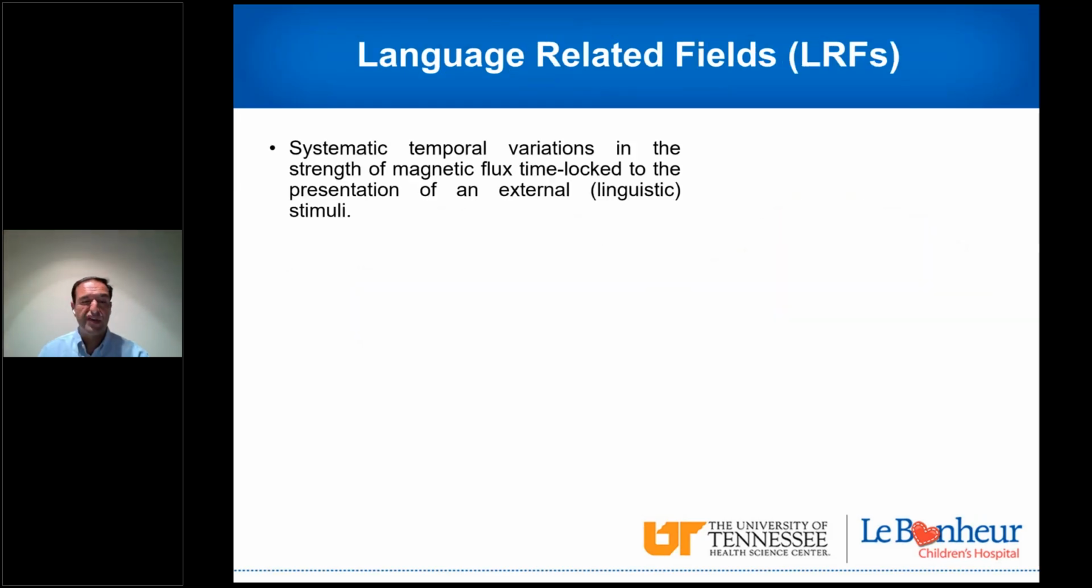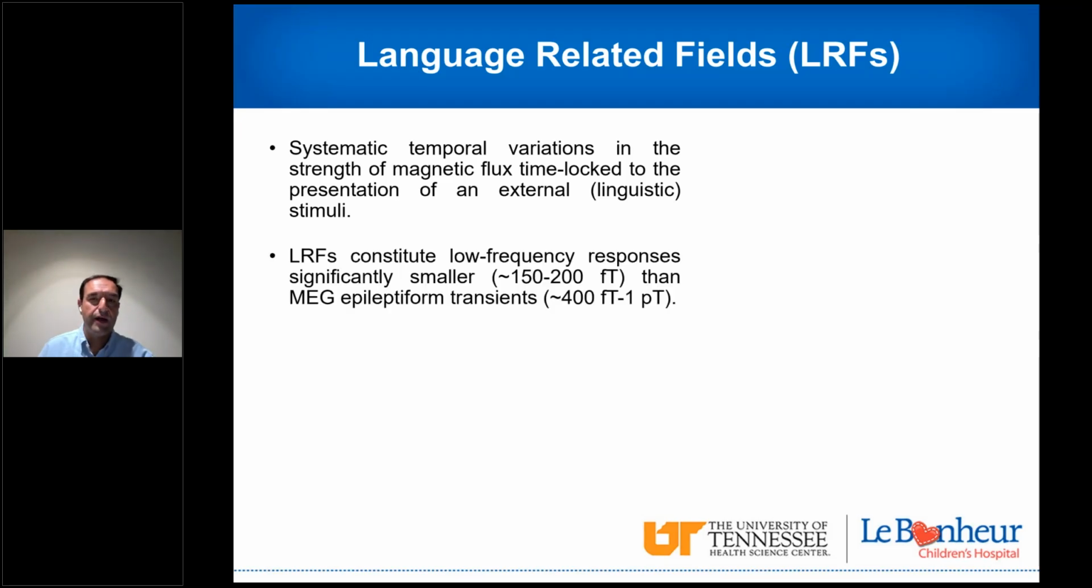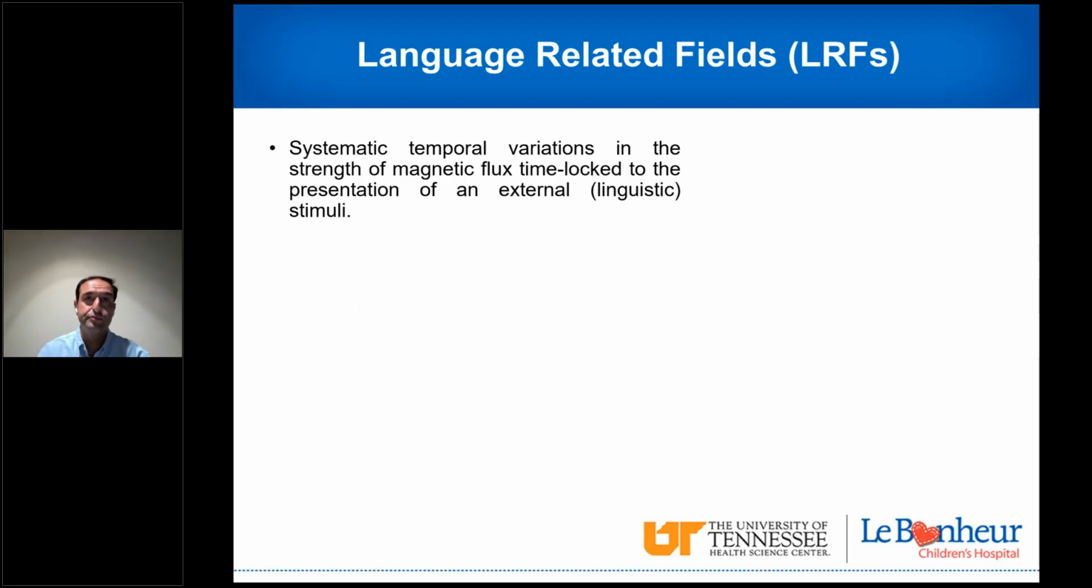So what are language-related fields? They basically represent variations in magnetic flux that are time-locked to a presentation of linguistic stimuli. Now, this could be in either the visual modality or the auditory modality, and in levels of complexity, it could be something as simple as letter sounds, decoding printed text, recognition of real words, articulation of objects, verbs, nouns, any sort of task that puts a demand on the systems that were discussed in the previous slide.